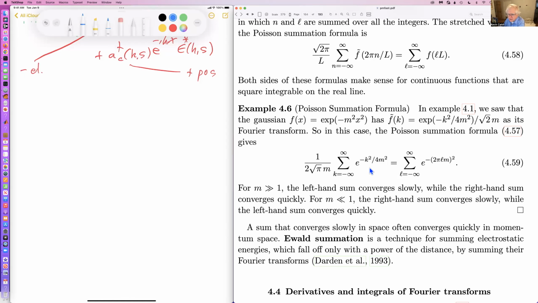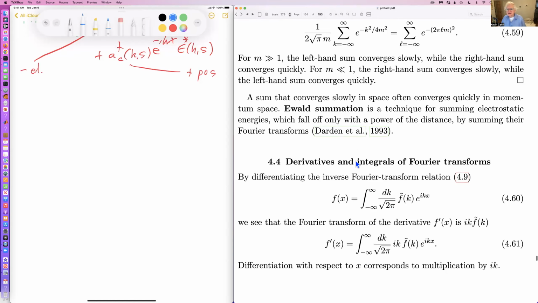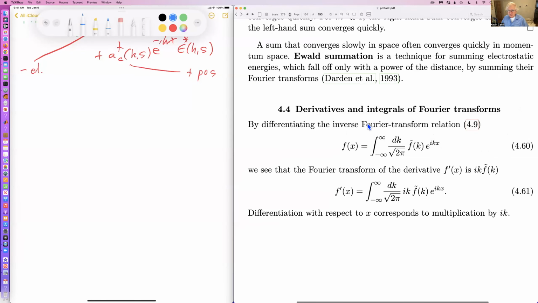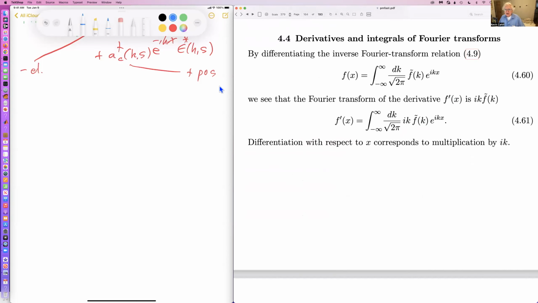On the other hand, if m is very large, then you don't want to use the left-hand side, you want to use the right-hand side. This technique is called Ewald summation. It's a way of summing electrostatic energies that fall off with only a power of the distance: you sum their Fourier transforms. There's a reference there, you can look in the back of the book.